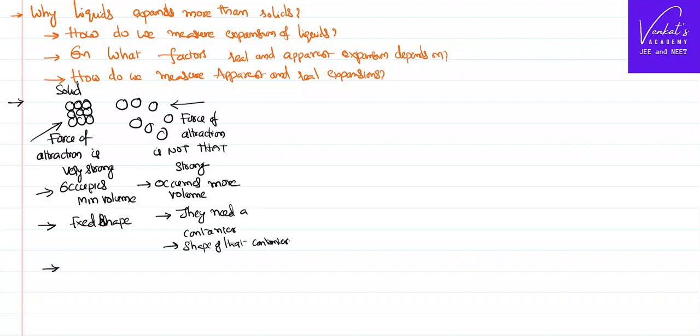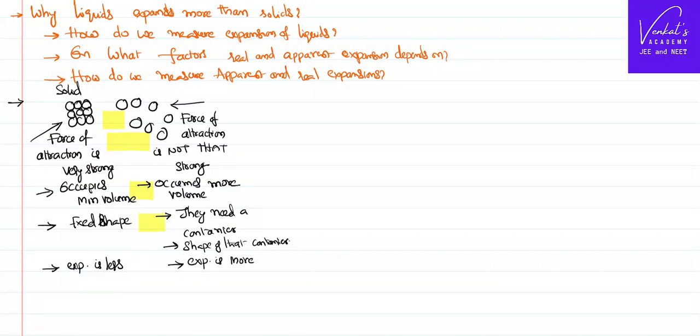As the force of attraction is more in the case of solids, expansion is less. As the force of attraction is less in the case of liquids, expansion of the liquid is more than that of the solids. That's how we can compare solids and liquids in the basic aspects: molecules are quite far from each other, force of attraction is more in solids, vice versa in liquids; liquids occupy more volume, solids less.